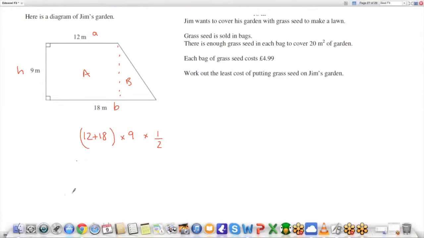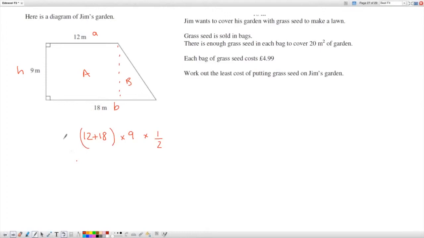So using our formula for the area of our trapezium, multiplying through, we have 135 metres squared. First off, we found the area of the trapezium, or, as I said, split the shape into a rectangle and a triangle. Either way, we have our total.